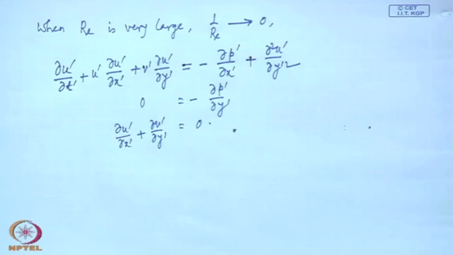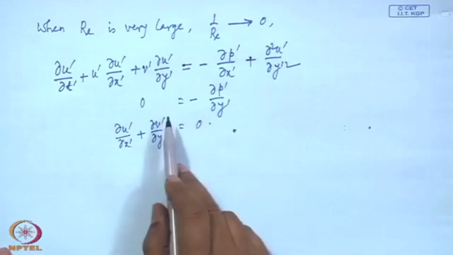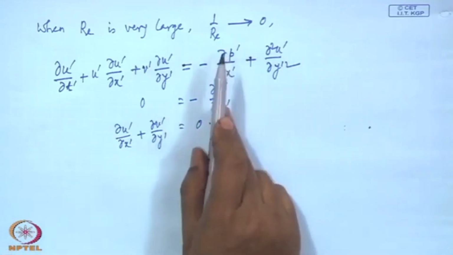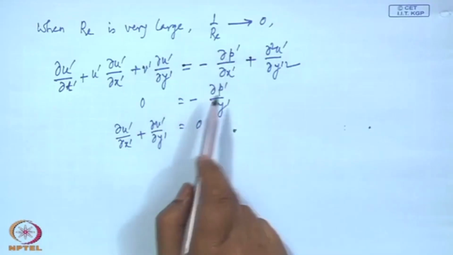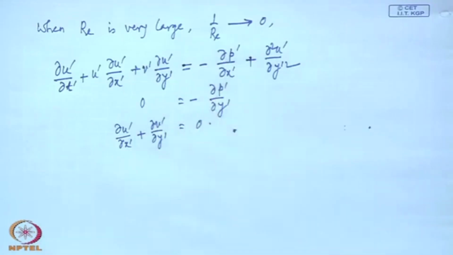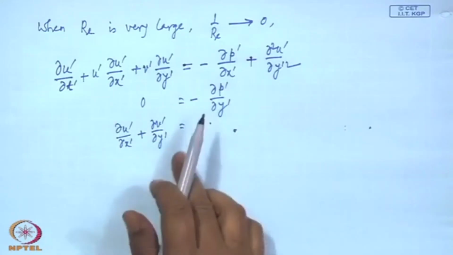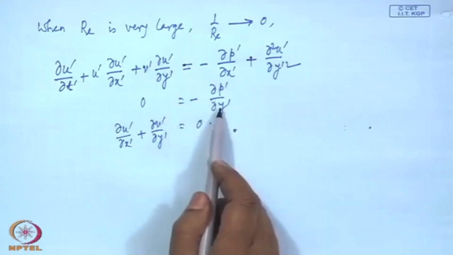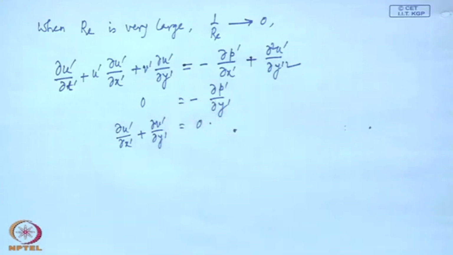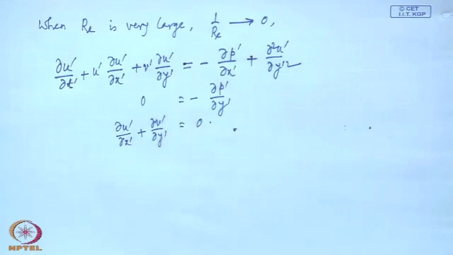One thing is clear from here, that the equations for very large Reynolds number do not contain the parameter Reynolds number. So it is obvious that the solution, at least in this form, where your parameters are u prime, v prime, p prime, will not contain Reynolds number, because the Reynolds number does not appear in the equations, nor in the boundary conditions.